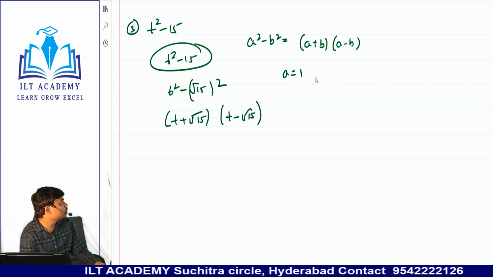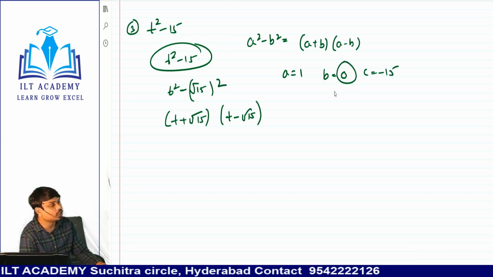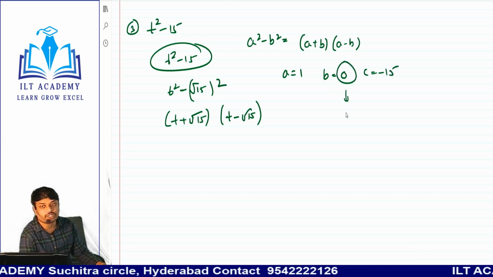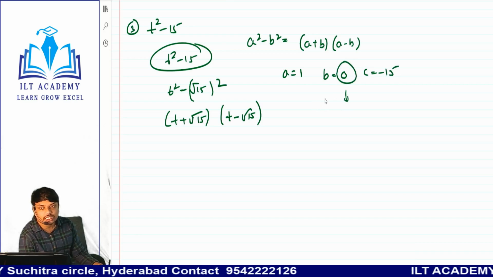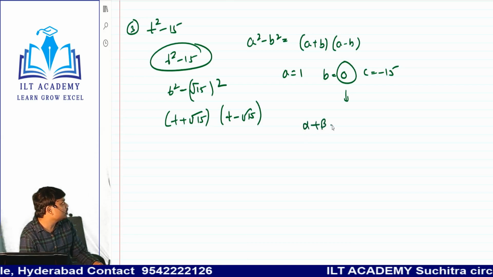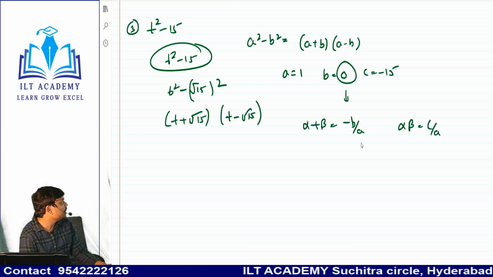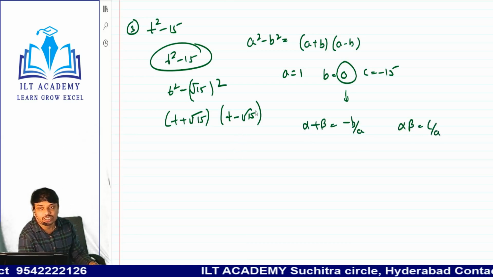And one more time write this: a is equal to 1, b is equal to 0, c is equal to minus 15. Why b is equal to 0? The t coefficient is 0 over here, so b is equal to 0. Now alpha plus beta is equal to minus b by a, alpha beta is equal to c by a. Before that we want alpha and beta.